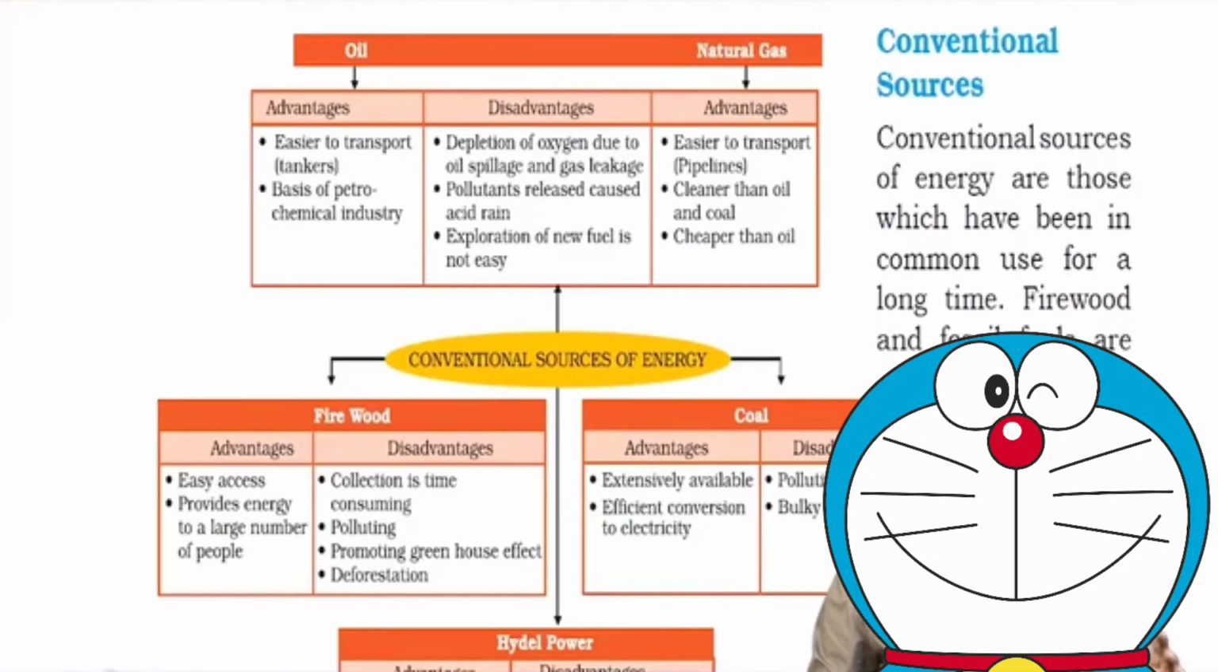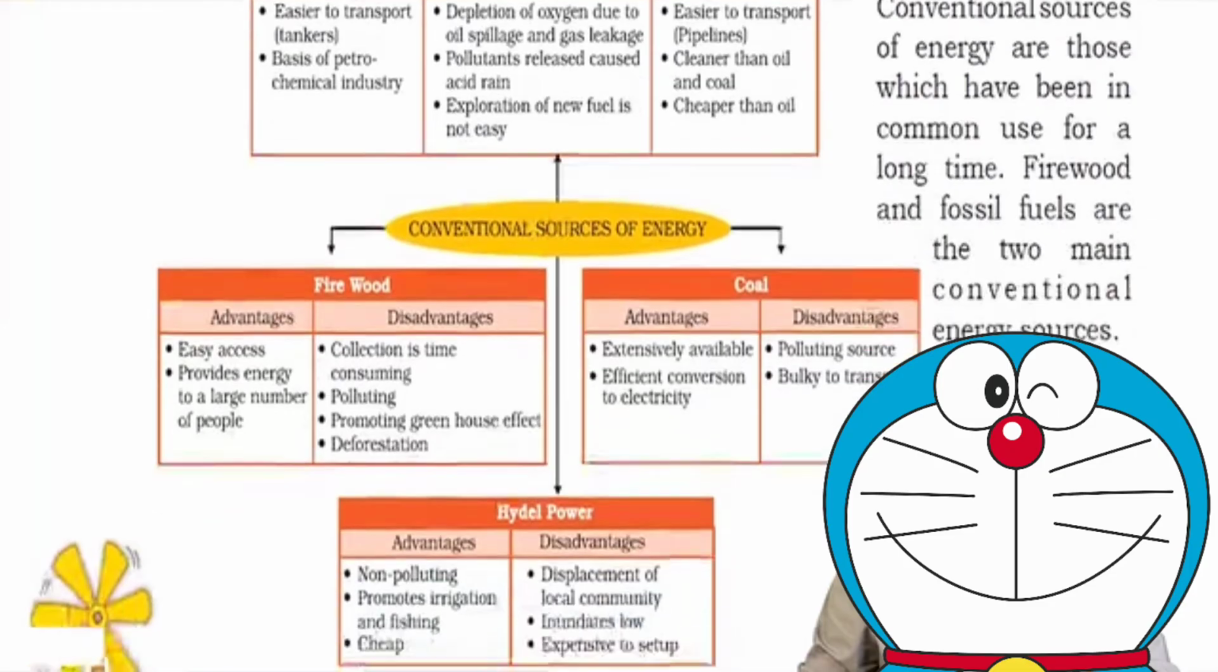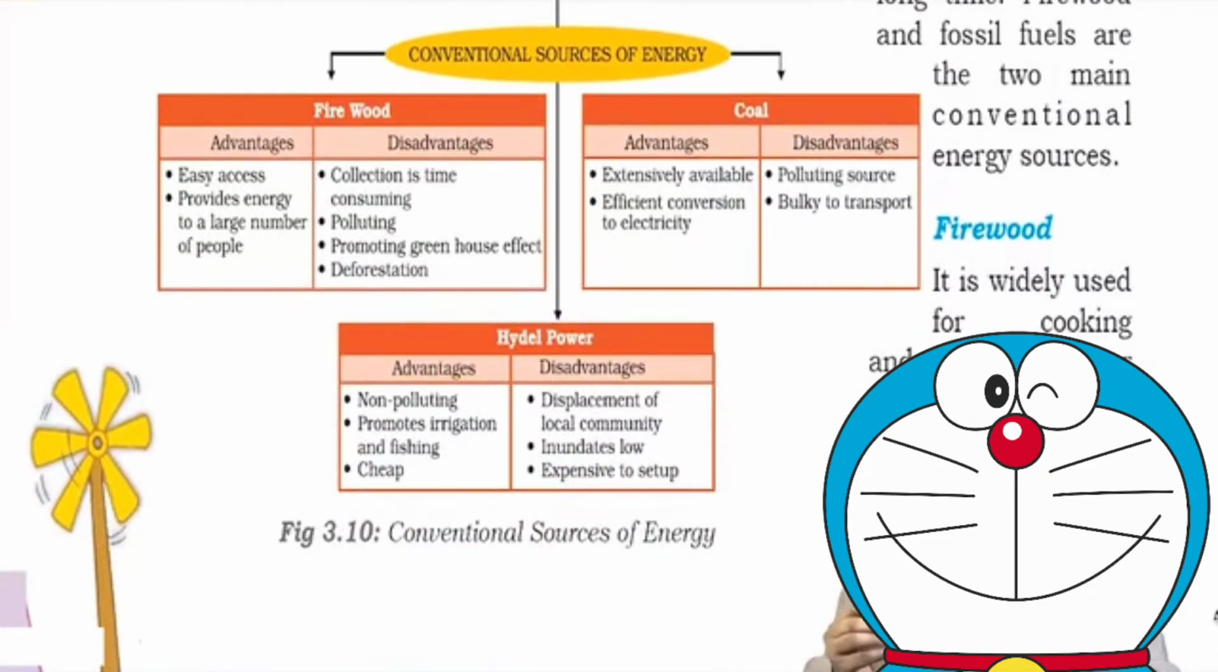Next, you can quickly come to page 30 where we have conventional sources. When we talk about conventional sources, you have two things. One is fossil fuels and others, and you have minerals as well. When I talk about fossil fuels, we talk about firewood.